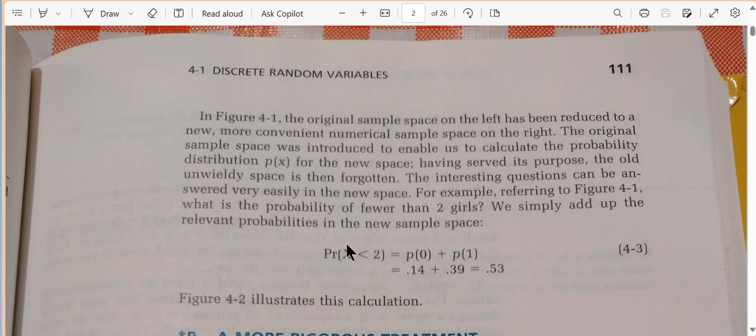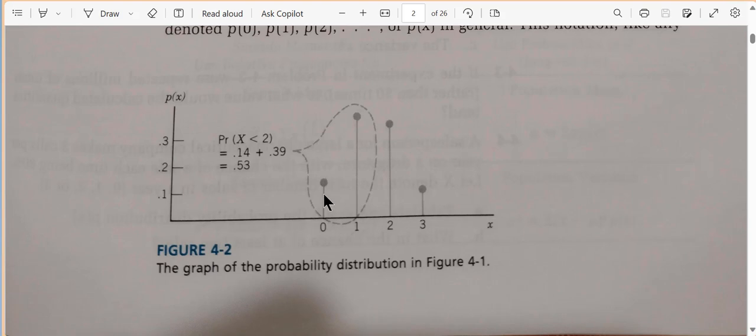Now, like I said in class, I like to put quotation marks around this because it's the name of an event. The event that you get less than 2 boys is an event, but we find the probability of that event like this. And here's a picture: 0 boys, this is the probability axis, 1 boy, 2 boys, and 3 boys. So less than 2 is these two, so we'd sum those up. This is called a graph of the probability distribution for X.